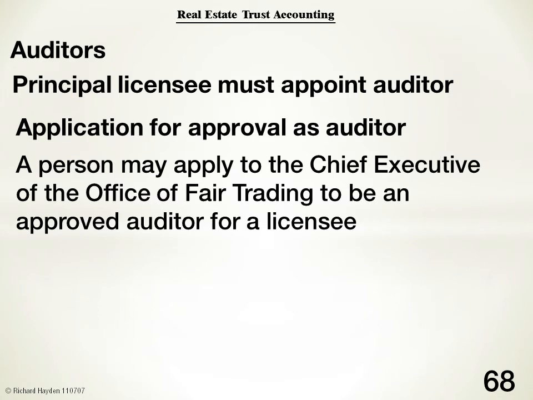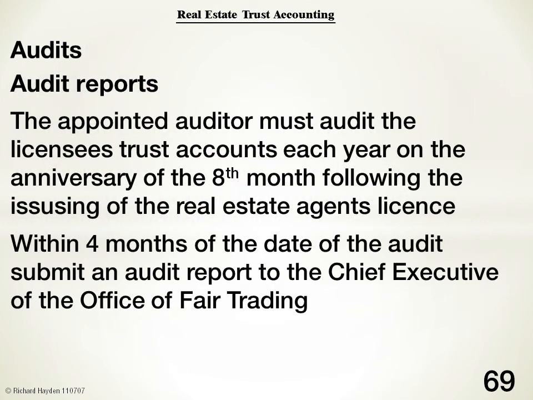Application for approval as auditor. A person may apply to the Chief Executive of the Office of Fair Trading to be an approved auditor for a licensee. Audit reports. The appointed auditor must audit the licensee's trust accounts each year on the anniversary of the 8th month following the issuing of the real estate agent's license. Within 4 months of the date of the audit, they must submit an audit report to the Chief Executive of the Office of Fair Trading.